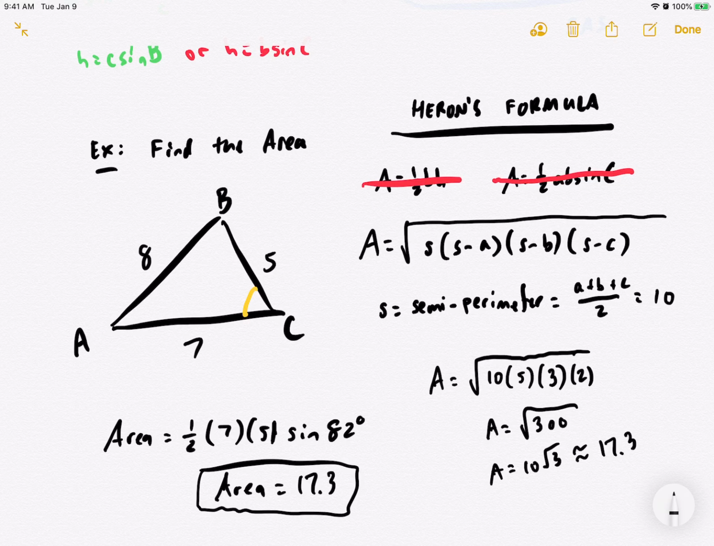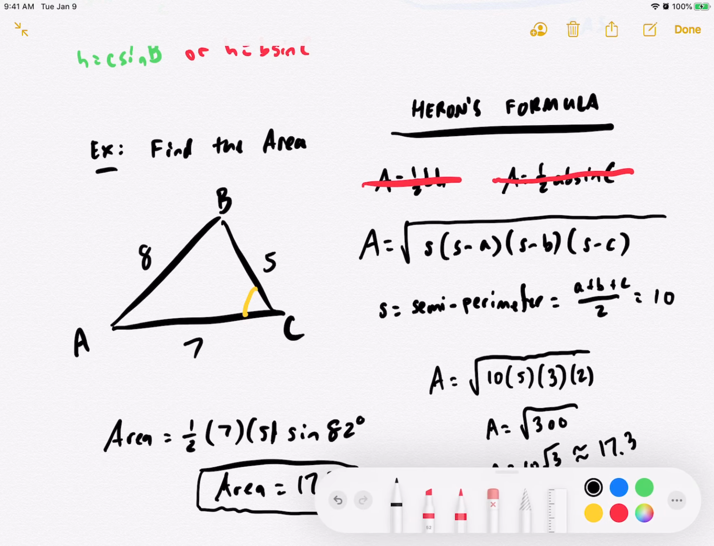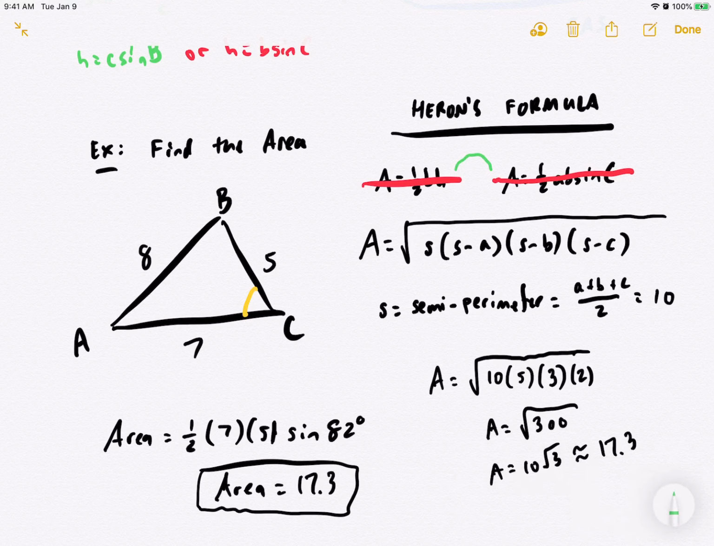If this is something that interests you, perhaps your final project could be on showing how Heron of Alexandria went from 1/2 base times height to 1/2 ab sine C, and then pulled out a whole boatload of trig identities to come up with the equation that you see right there.